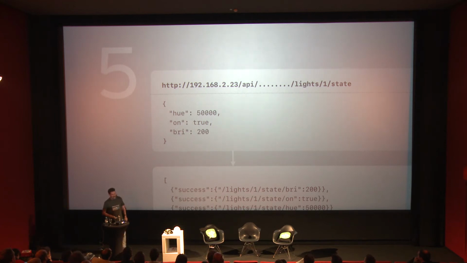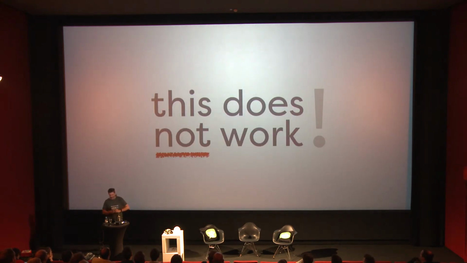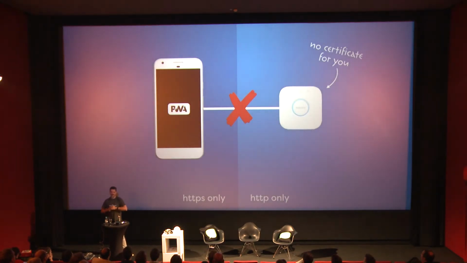And this works. So we create a PWA, a progressive web app, and we add some buttons for this, and we implement everything. And then we click, and we click, and we refresh, and we click, and then this doesn't work. And it should work, but it doesn't, because progressive web apps have a problem with the local network, because progressive web apps are HTTPS only, and the bridge works in HTTP.